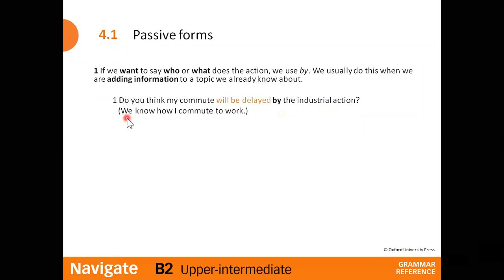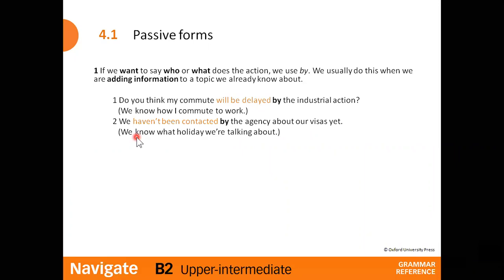So both of us know how I commute to work, and on my way to work, there is an industrial action going on. So I'm asking for your opinion. Will it be delayed by what? By the industrial action. Next example. We haven't been contacted by the agency about our visas yet. So we have applied for a visa to an agency, and we know what holiday we are talking about. Maybe we are planning to go to Italy or Spain, but we haven't been sent or given our visas yet.